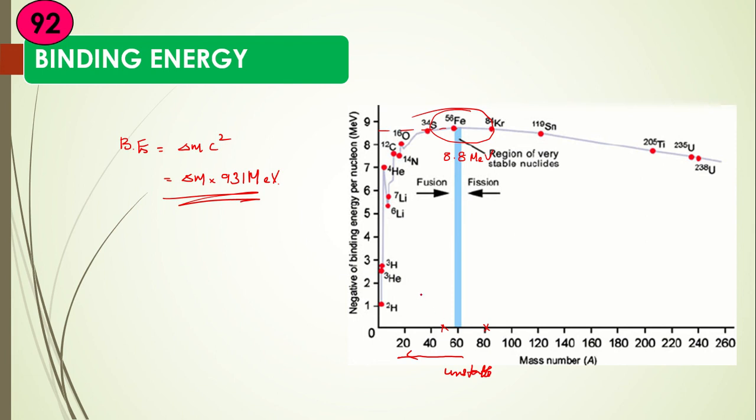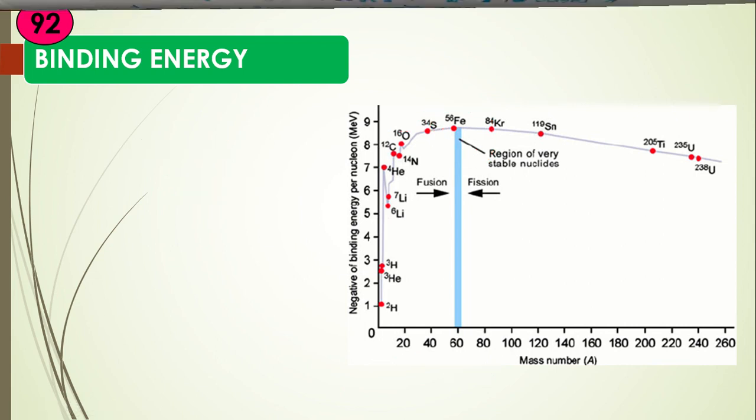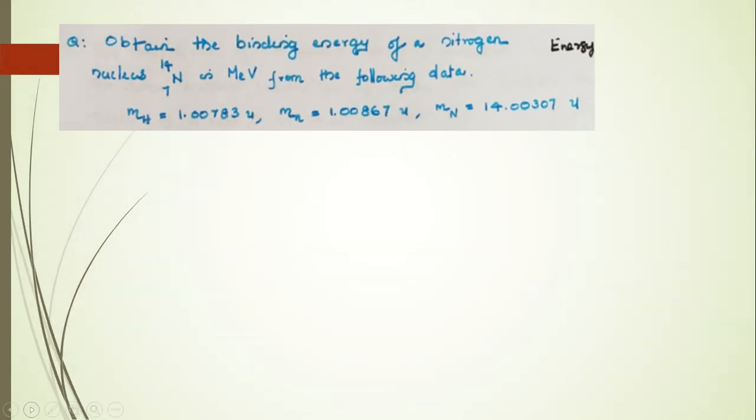Those less than 20, we can say, are less stable elements. But at some peaks like oxygen, carbon and helium, they are more stable, and those peaks have some stable nature. The very important concept, so keep in mind. Based on the binding energy concept, we can go with one good question.